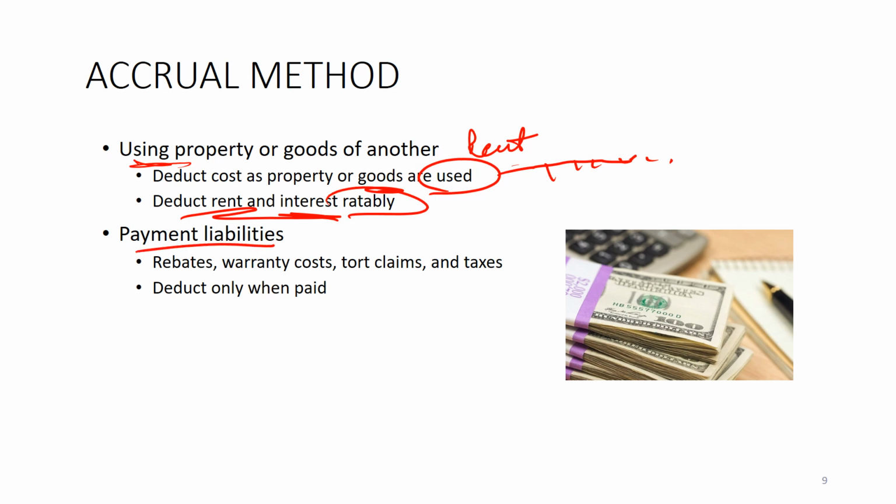Then there's such a thing as payment liabilities. These are rebates, warranty costs, tort claims, and taxes, as well as a host of some other things that fit in that category. And these are deductible only when they're paid. So if we're actually selling merchandise and we offer our customers a rebate, then we have to wait till they submit the rebate claim, and then when we make that payment, we would get the deduction.